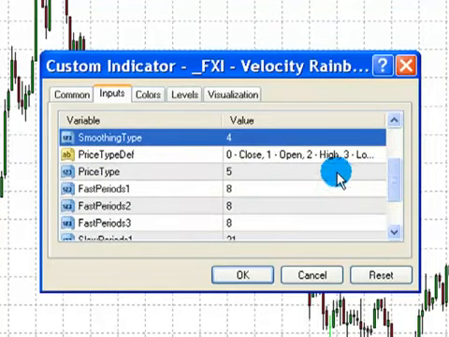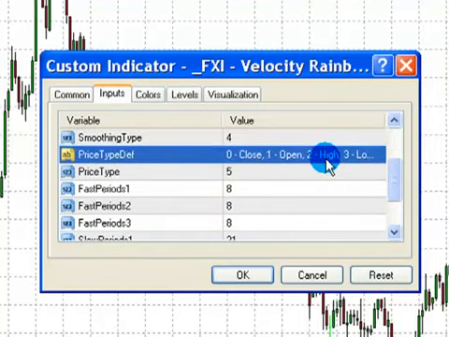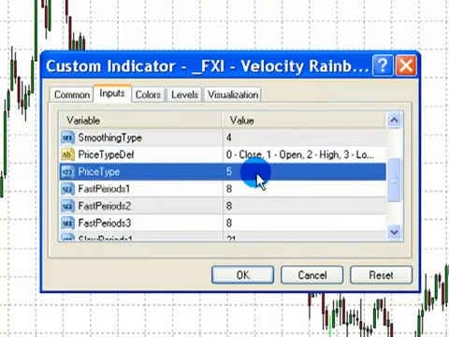Scroll down and get the rest of the settings here. The price type def is what price are we going to look at. This is the definition of those prices. 0 for the close of the bar and 1 for the open of the bar, things like that. We're going to use 5, which is the typical price. The typical price is the high plus the low plus the close divided by 3.